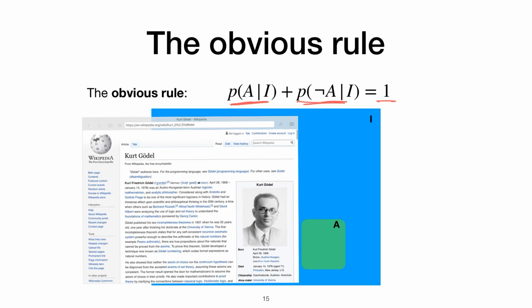A very nice way to think about the obvious rule is to utilize the Venn diagram, which you see right here. The Venn diagram visualizes all the possibilities that are allowed by our background information, and these correspond to the blue square here. So A in particular, which is one set of possibilities, is depicted here by a green square. So not A is basically everything else that you see right here. And of course you see that A and not A make up the entire I, so one of them must happen.